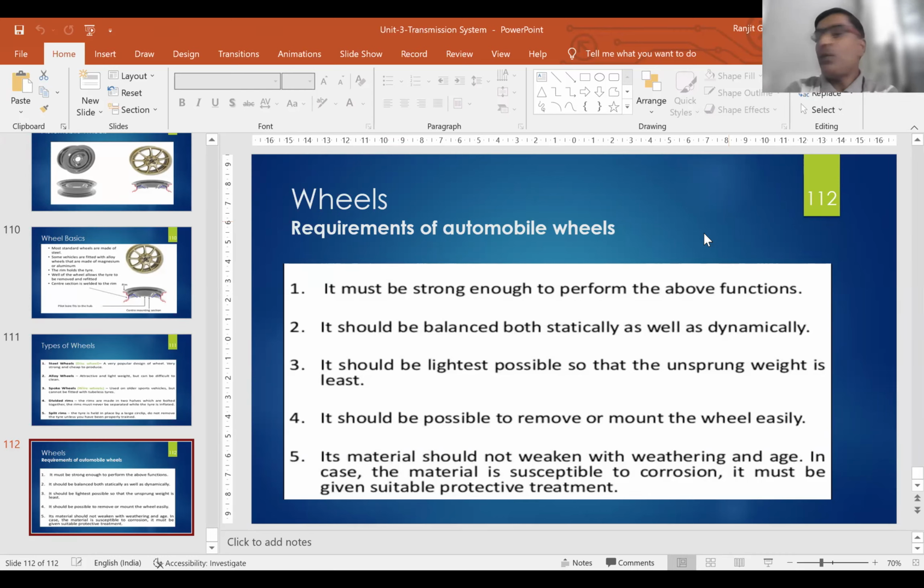Then the objectives of this unit is to understand steering layout of various steering gearbox. Then the second objective is to understand steering geometry, wheel alignment, and the third objective is to understand power steering.